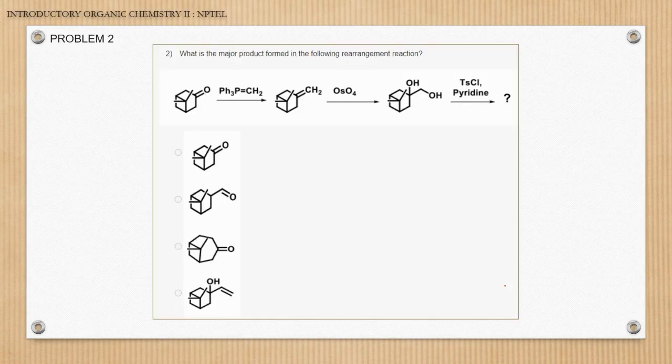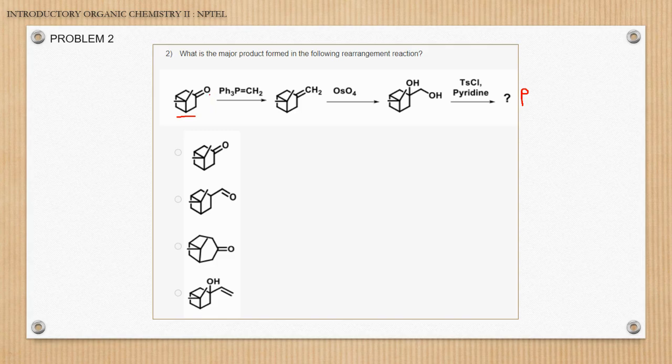Now moving to problem number two. In problem number two, they are asking what is the major product formed in the following rearrangement reaction. So now you have to identify the product of these three reactions. First of all, they have taken this ring and they are doing the Wittig reaction, right? So this halide will attack this ketone to form this alkene. In the previous lecture, I gave you the mechanism of the Wittig reaction, and in this lecture also we will be seeing it.